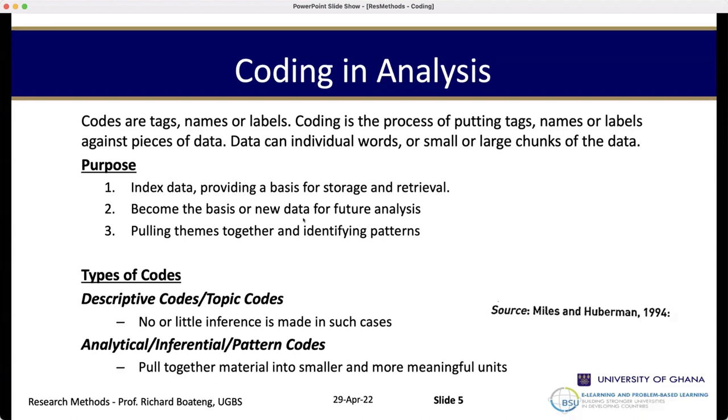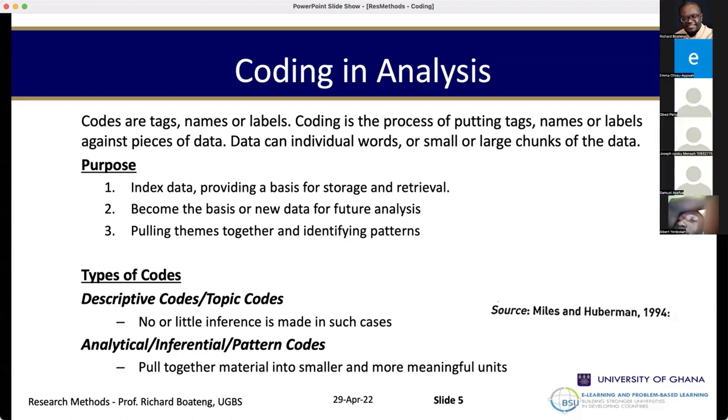So what we are going to try and do is to understand how we come up with these labels, because you do analysis based on the labels. Okay. So what are the different types of labels you may find? You have a descriptive code and an analytical code. Okay, so you have got descriptive codes and then analytical codes.